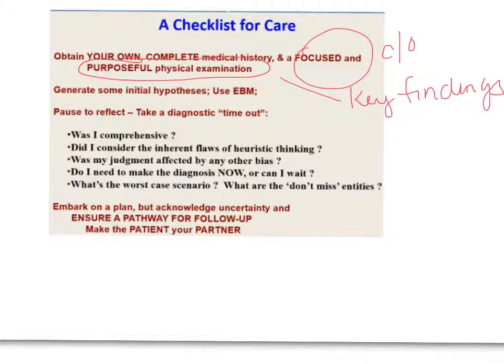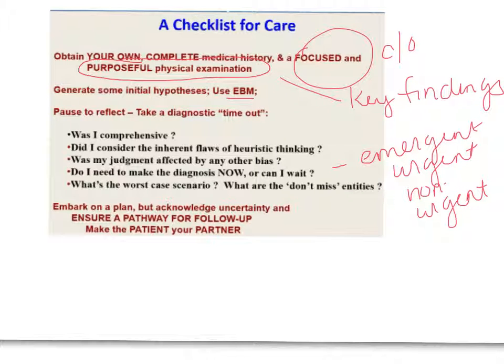You generate an initial hypothesis using evidence-based medicine, and then you take a pause and time out yourself. Ask if you are comprehensive. Did you consider inherent flaws of heuristic thinking? Was your judgment affected by bias? Do you have to make a decision now or can you wait? Sometimes this is a matter of priority. Emergent, urgent, or non-urgent might be some of the terminology that's used to describe that.